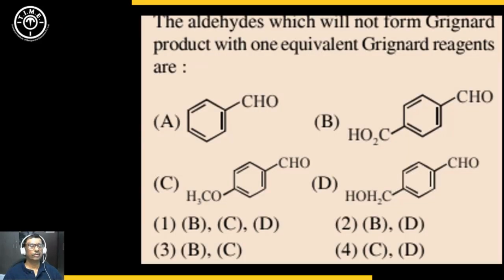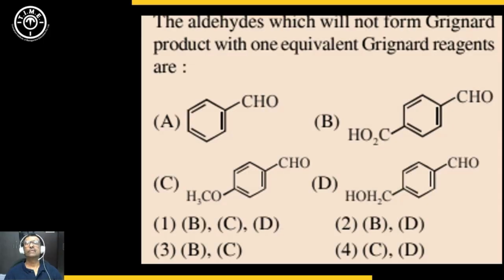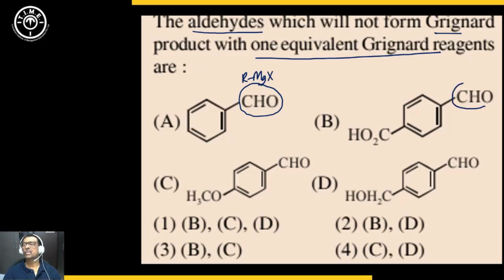Next question. Now here we have been given 4 options. The aldehydes which will not form Grignard reagent with just one equivalent of Grignard reagent. Now there is only one carbonyl group here. So one RMgX is sufficient for this. There is one carbonyl group here. So one RMgX will be sufficient for this. But then look at this part. There is a carboxylic acid. So this is the active hydrogen compound. So one more RMgX is used here. So here 2 equivalents. Here it is 1 equivalent.